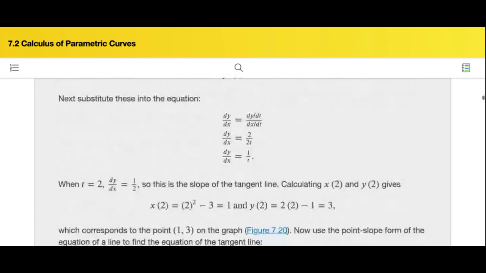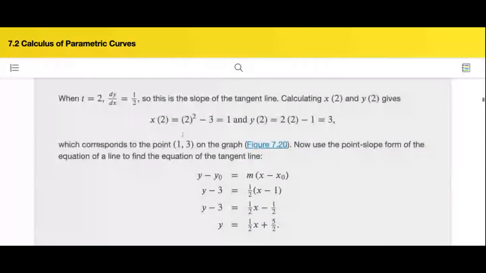So when t equals 2, let's just do x of 2. x of 2 equals 2 squared minus 3 equals 1. y of 2 equals 2 times 2 minus 1 equals 3. So we know the point is 1, comma 3.